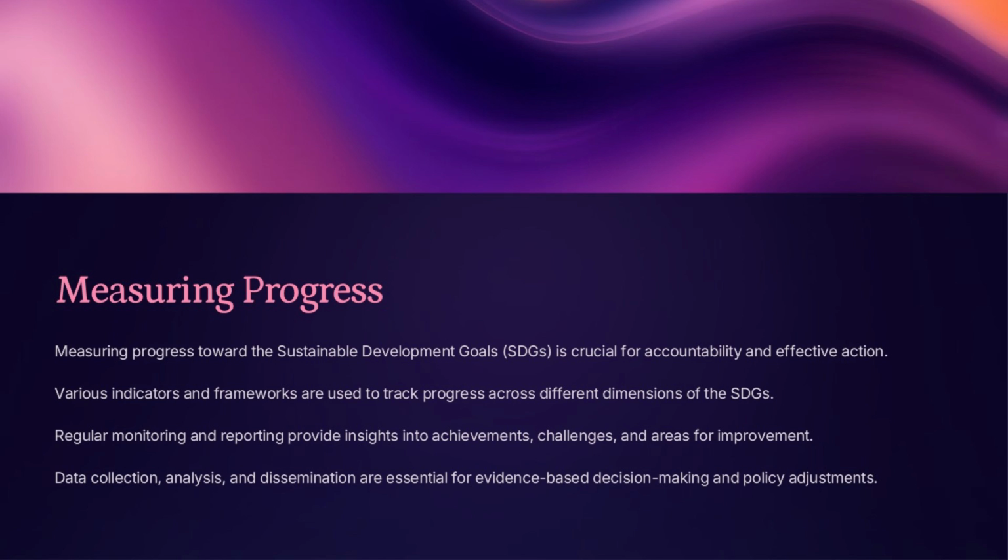Various indicators and frameworks are used to track progress across the different dimensions of the SDGs, such as poverty, health, education, and climate change. Regular monitoring and reporting on these indicators provide valuable insights into what has been achieved, what challenges remain, and where more work is needed. Robust data collection, analysis, and dissemination are essential for evidence-based decision-making and policy adjustments to support the achievement of the SDGs. By closely tracking progress, we can identify areas of success and areas that require more attention and resources.